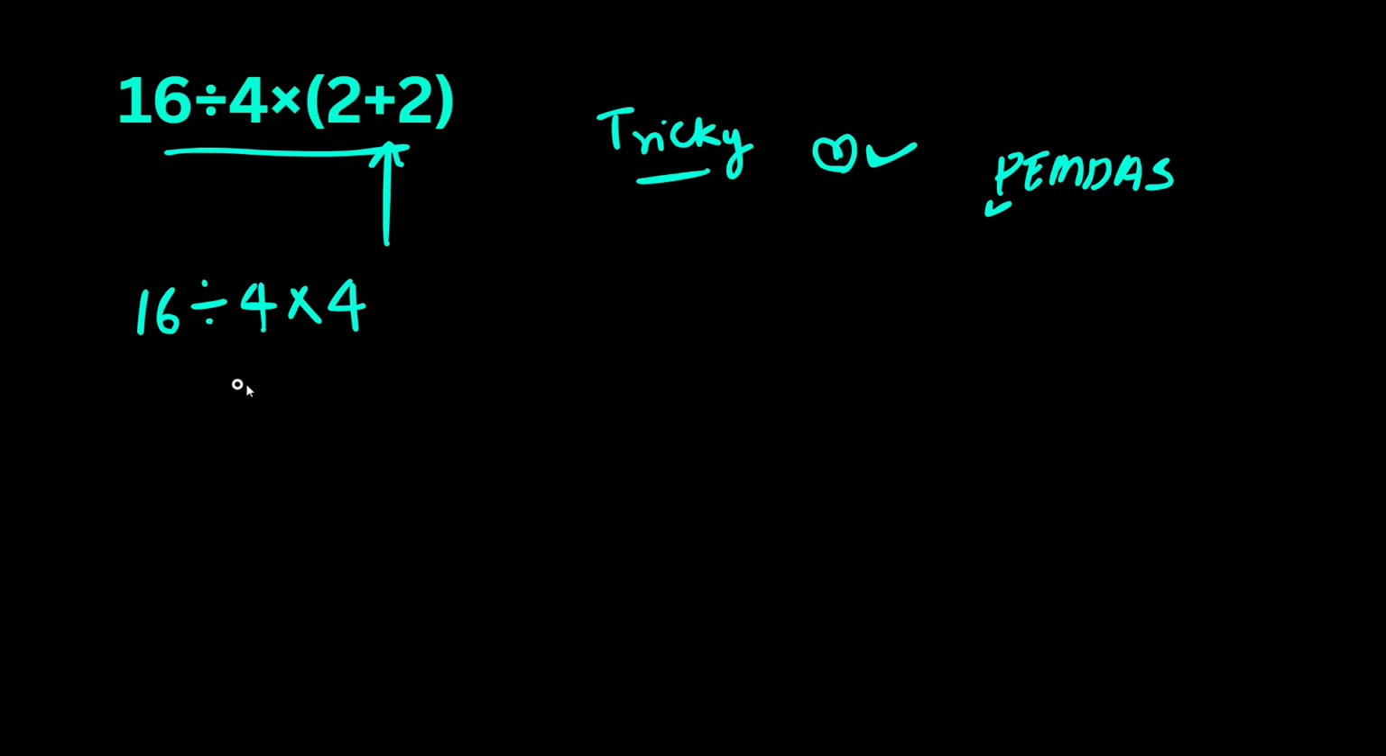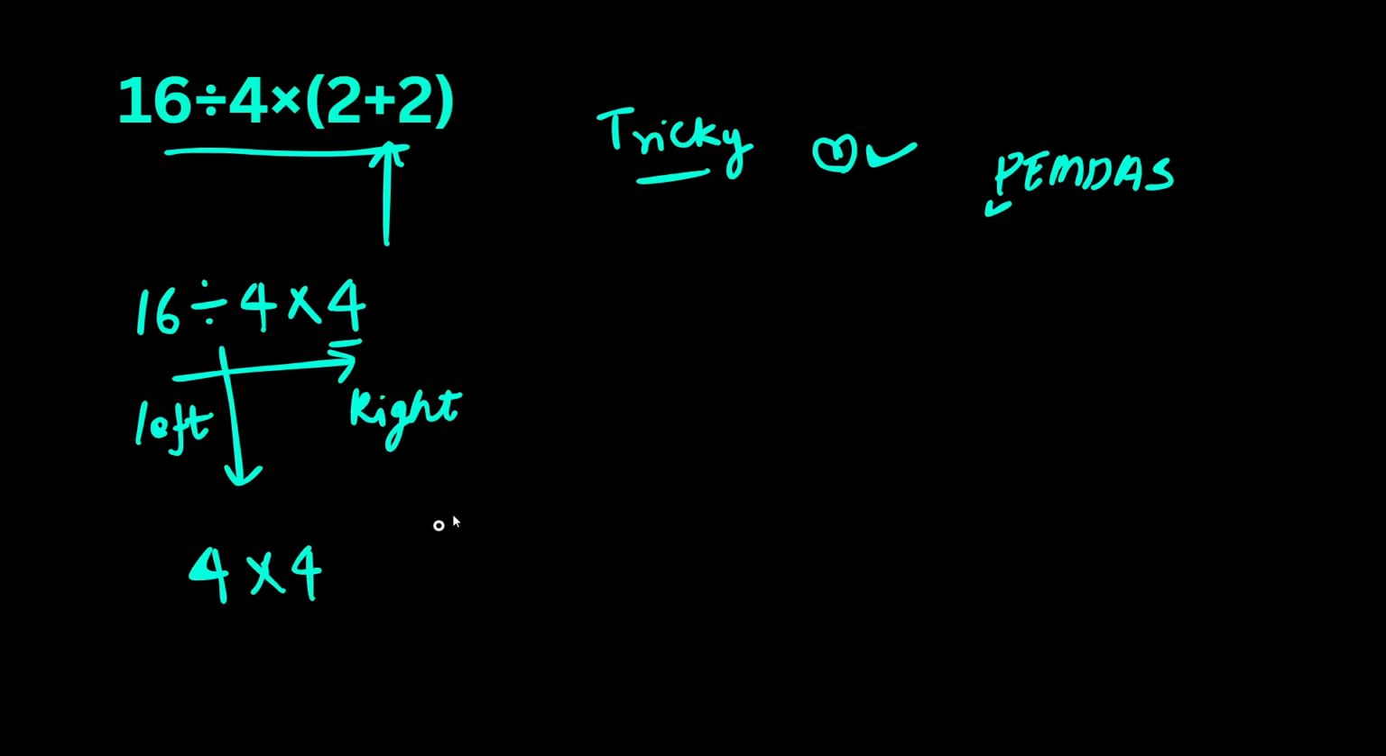Okay, now as we know, division and multiplication have the same priority, and in that case we solve from left to right. So first we will solve for this one, 16 divided by 4, which is 4. Now right hand it is 4 into 4. So the final answer will be 16. This will be the right answer.